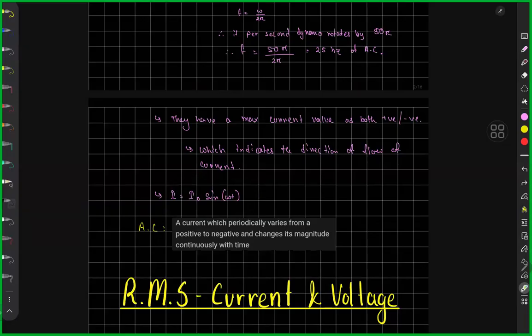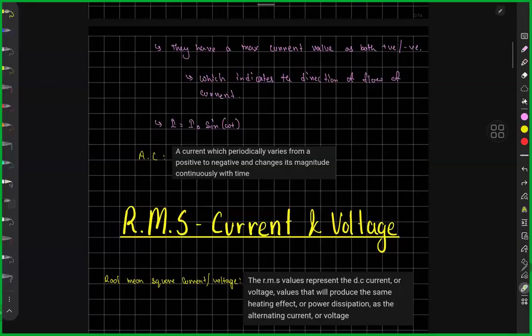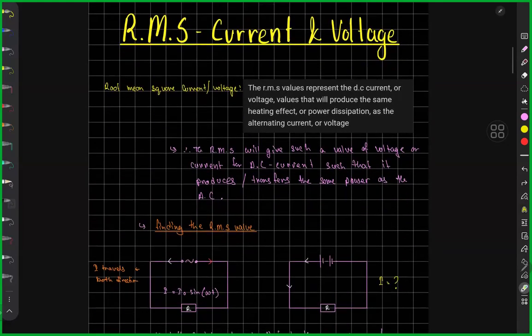Great. So if I had to define what AC is, it is simply a current which periodically varies from a positive to a negative value. That is, a positive to a negative current with respect to time. That is what alternating current is. Now comes the new notion, new chapters. Right now we're going to talk about the root mean square of current or voltage.